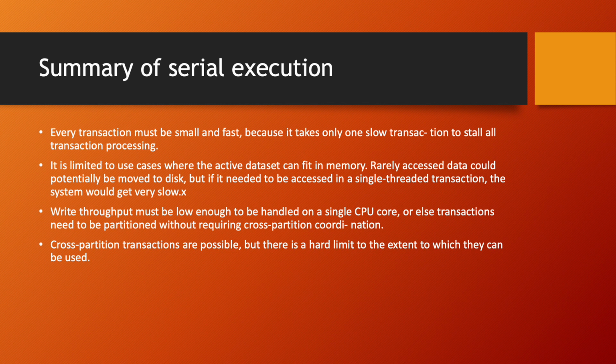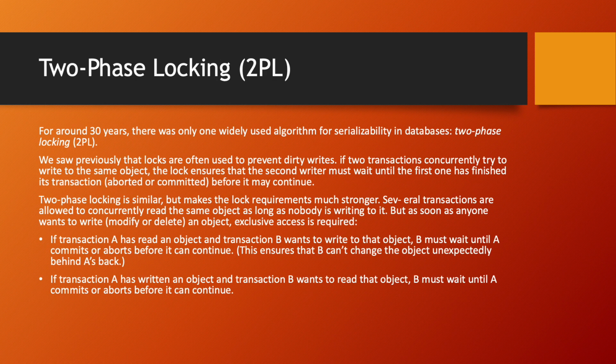Write throughput must be low enough to be handled on a single CPU core, or else transactions need to be partitioned without requiring cross-partition coordination. Cross-partition transactions are possible, but there is a hard limit to the extent to which they can be used.